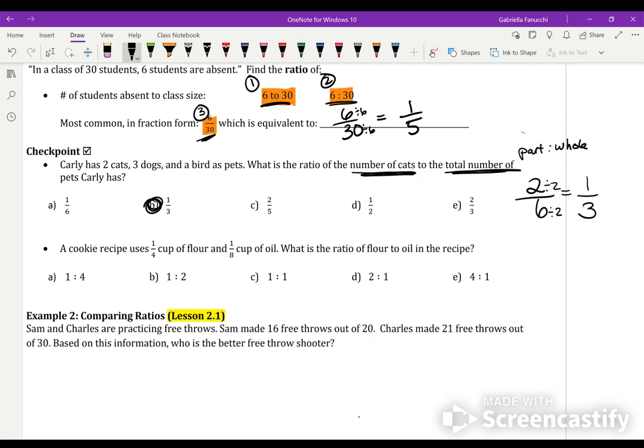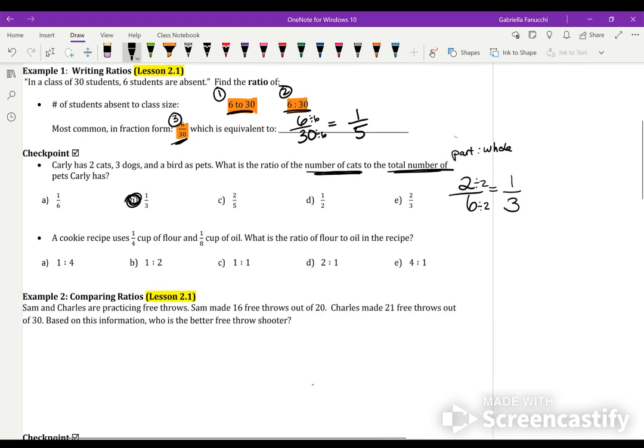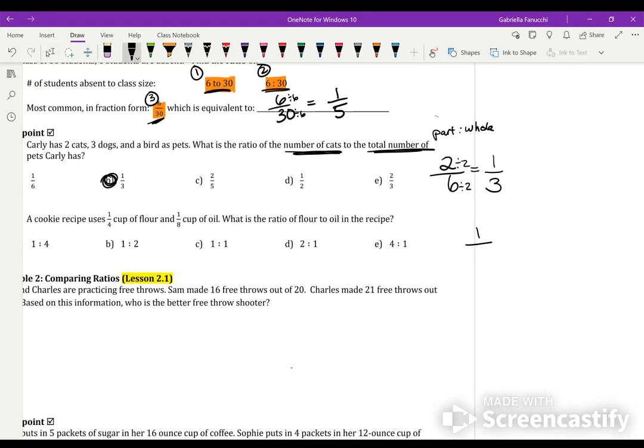A cookie recipe uses 1/4 cup of flour and 1/8 cup of oil. What is the ratio of flour to oil in the recipe? Well, I'm going to kind of go off to the side. So if I have 1/4 to 1/8, okay, you can also set it up like this, 1/4 to 1/8, or 1/4 over 1/8, right? This looks messy, and so I'm going to stick with these 2 ways.